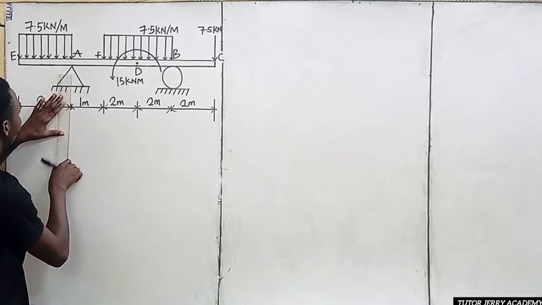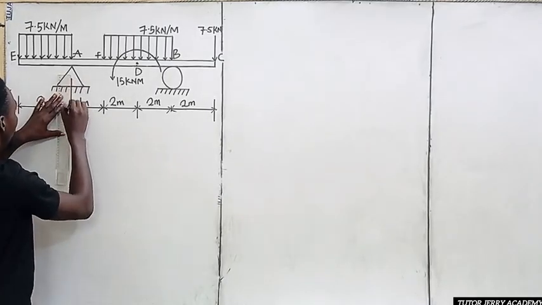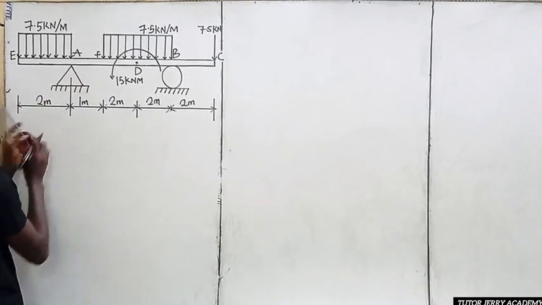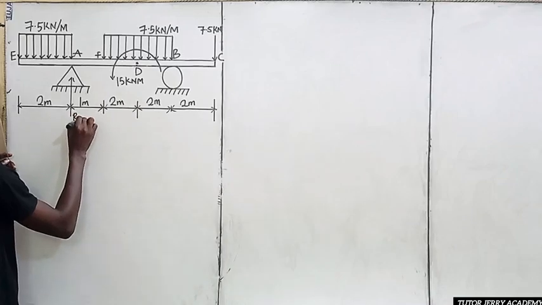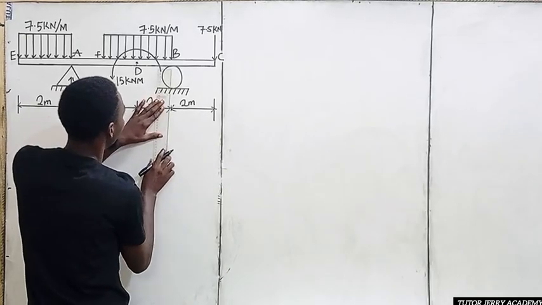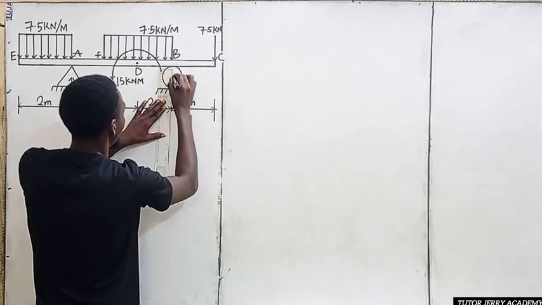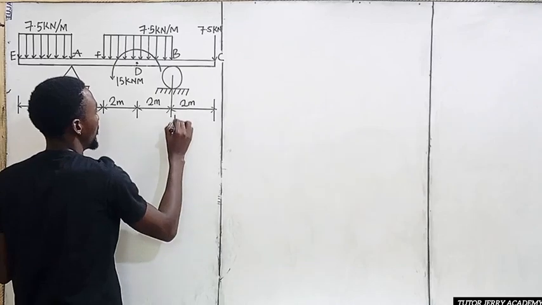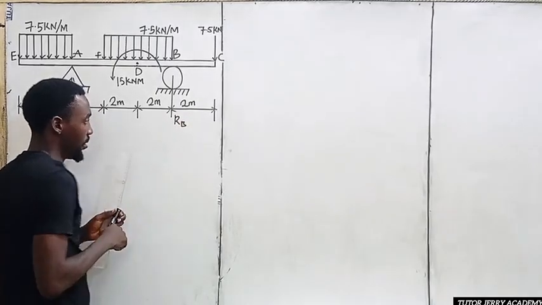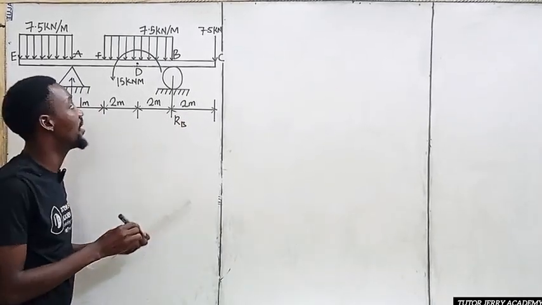I'll just put the reaction below them to show that there's a reaction at A, and here to show that there's a reaction at B. I'm just trying to manage my space. All right. So now let's get started.